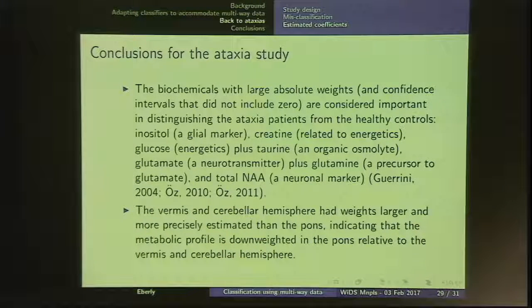So is that believable? The biochemicals with the large absolute weights and with the confidence intervals that did not cover 0 are those that have been shown in other studies to distinguish patients from controls. Inositol is a glial marker. Creatine is related to energetics in the brain, as is glucose. Taurine is an organic osmolyte. Glutamate is a neurotransmitter. Glutamine is a precursor to glutamate. And NAA is a neuronal marker. And I already mentioned this.